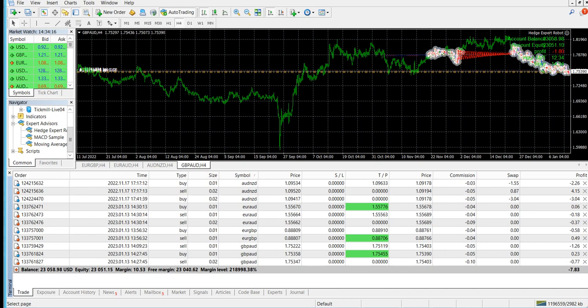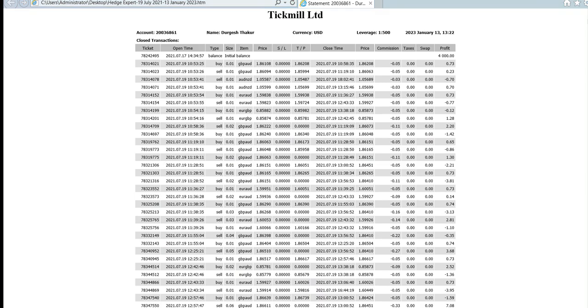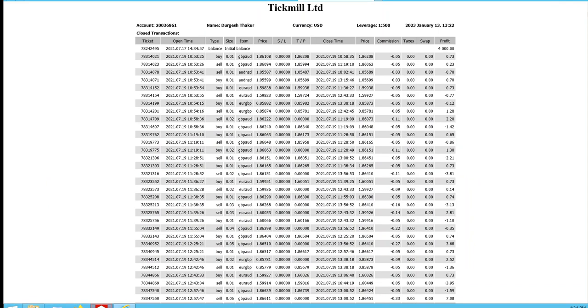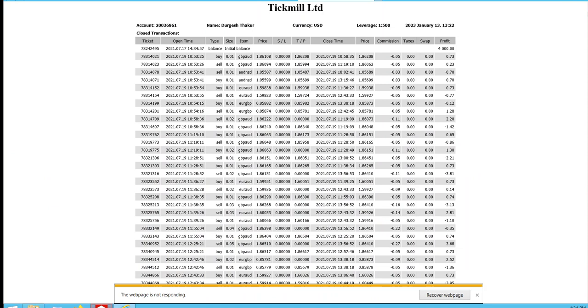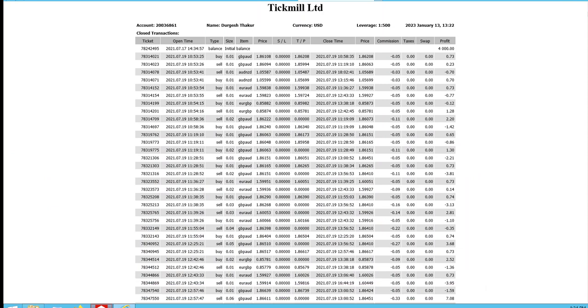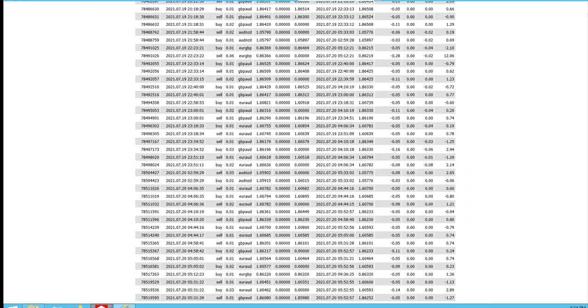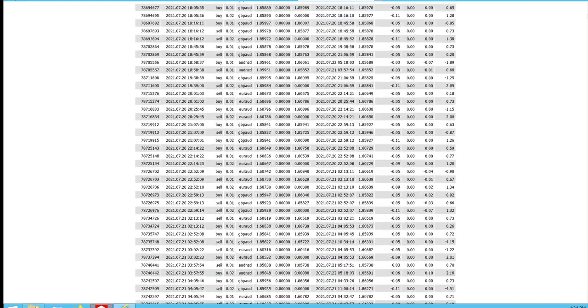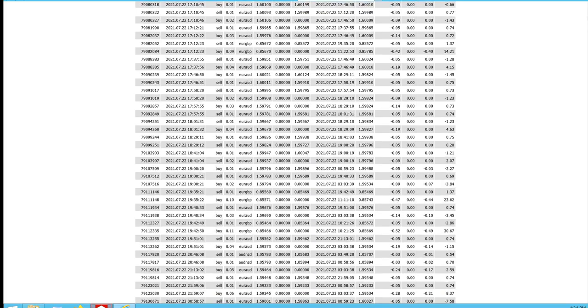And if we see the trading report, okay, so this is the trading report. It is saying the web page is not responding. I'm not sure what the issue is. Okay, it is working now. You have seen what the running trades are.